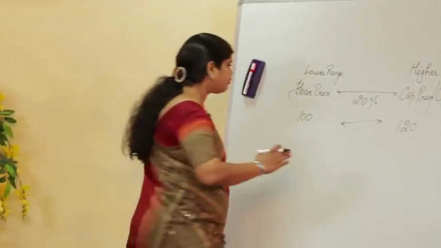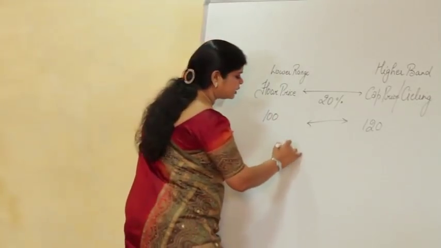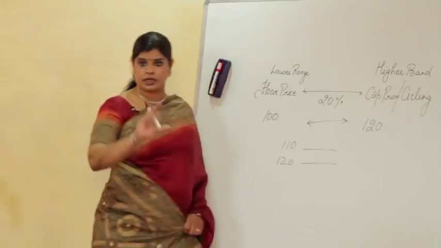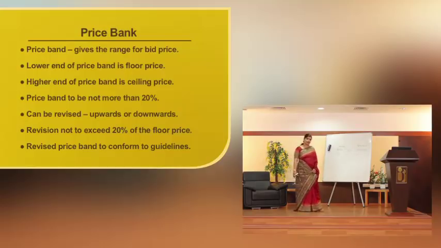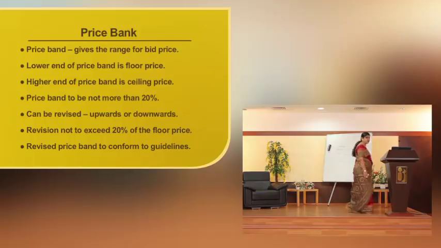If I want to shift my floor price a little towards the higher end, I can go to 110 or 120, and simultaneously my ceiling will also change, because the range has to be just 20%. It cannot exceed 20%. Revision not to exceed 20% of the floor price. The revised price band to conform to the guidelines. But then definitely when I have to decide on a revision in my price band, I need to fulfill the guidelines as set by the SEBI.